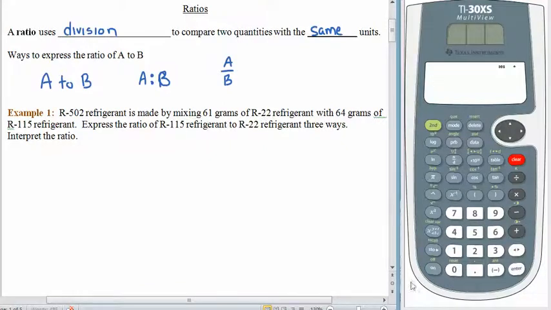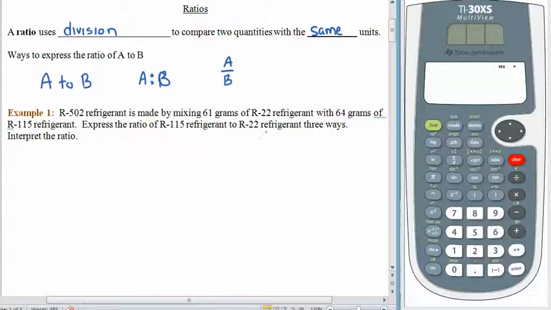Let's try an example here. Maybe that will be a little easier. We have some R502 refrigerant. In order to make this, we have to mix R22 refrigerant with R115 refrigerant. It takes 61 grams of R22 combined with 64 grams of R115. So we'd like to write the ratio of R115 refrigerant to R22 refrigerant. And we can do this three different ways.